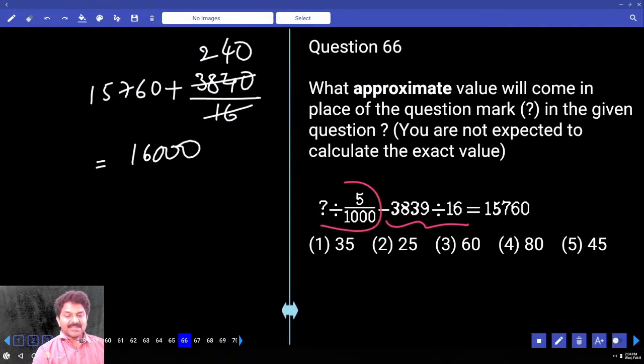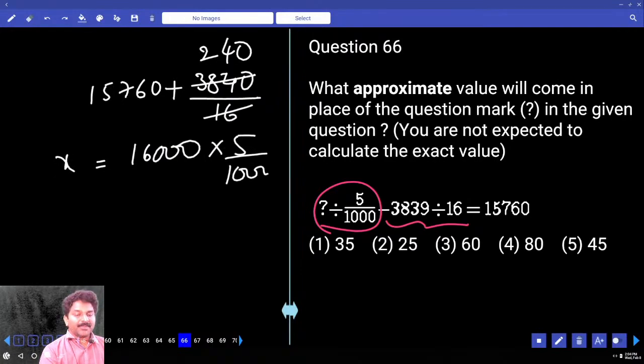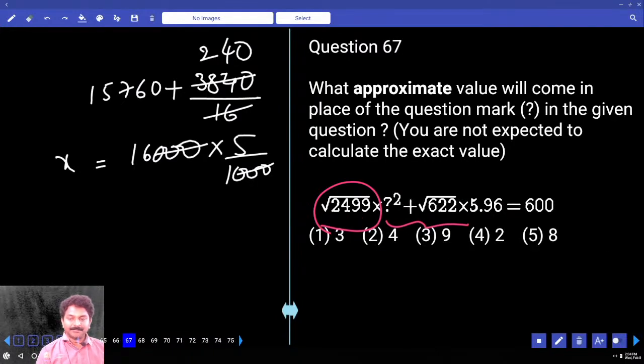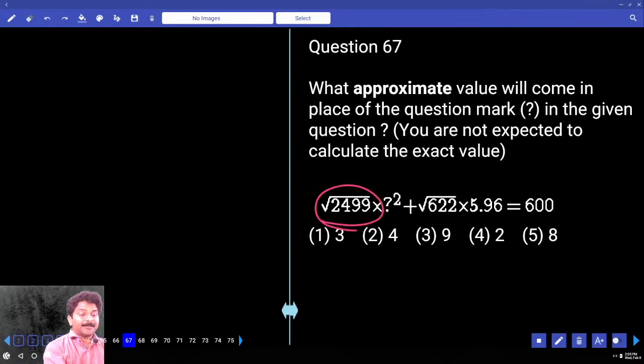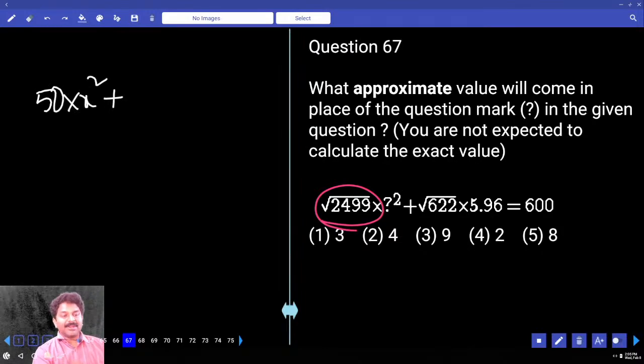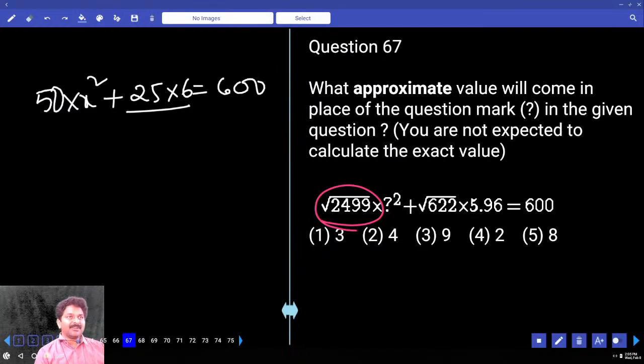16,000, which is equal to x divided by 5 by 1000. Then x is equal to 16,000 divided by 5 by 1000 comes to right hand side. 3 zeros cancel. 16 5 times 80. Under root of 2500, 50 into x square plus under root of 625, 6 times 25 is equal to 600. How much is this? 150.